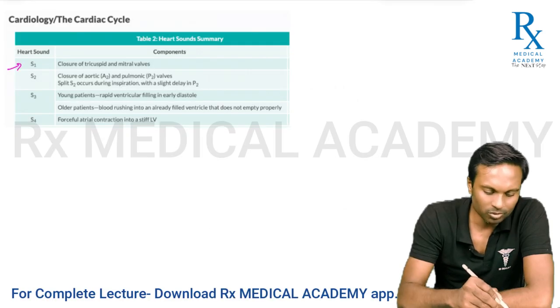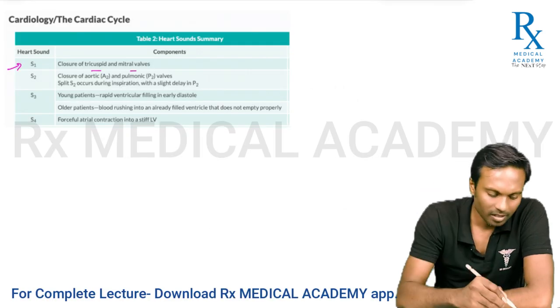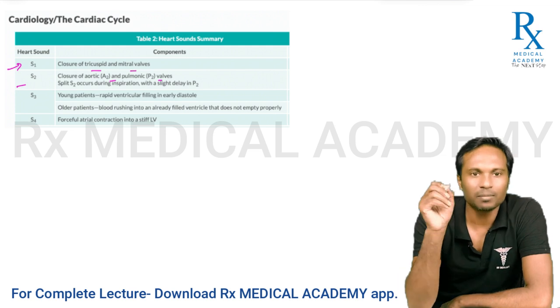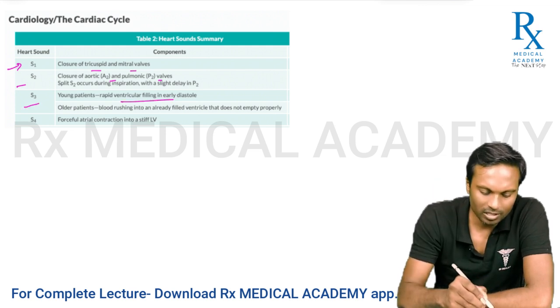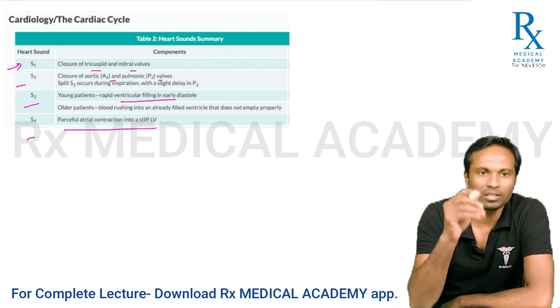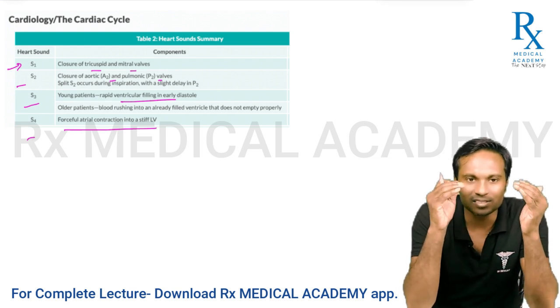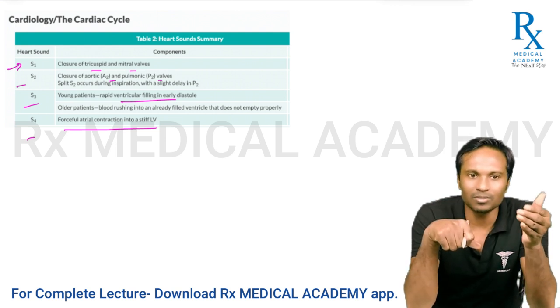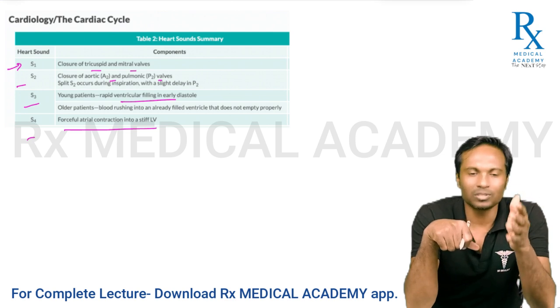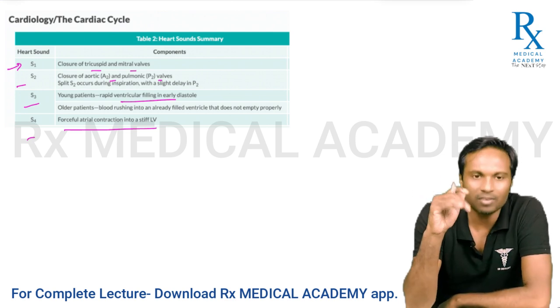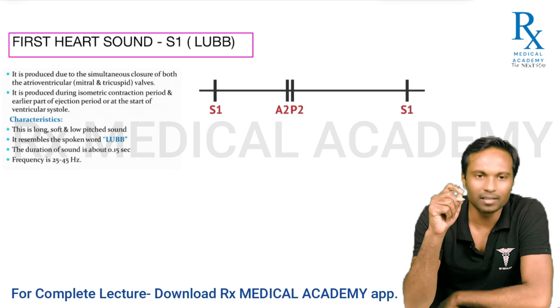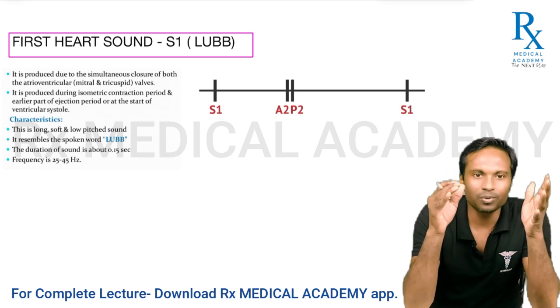So S1 is due to closure of the tricuspid and mitral valves, S2 is due to closure of the aortic and pulmonary valves, S3 is due to rapid filling, and S4, if present, is due to forceful atrial contraction against stiff ventricles, particularly seen in hypertension, HOCM, aortic stenosis, etc. We will discuss. Right. Now let's discuss the first heart sound in detail.